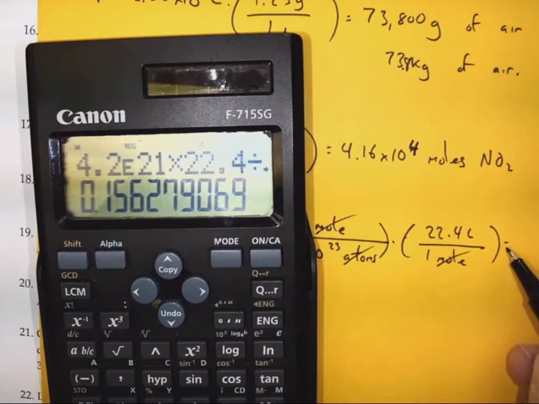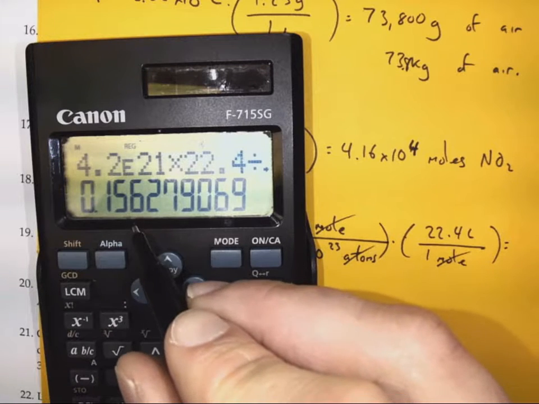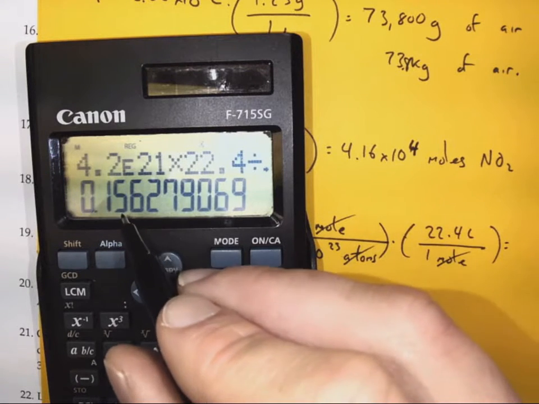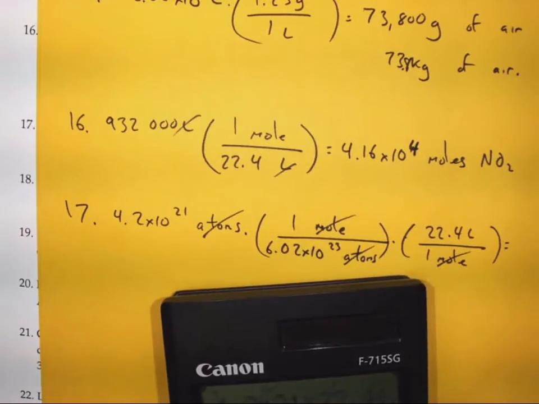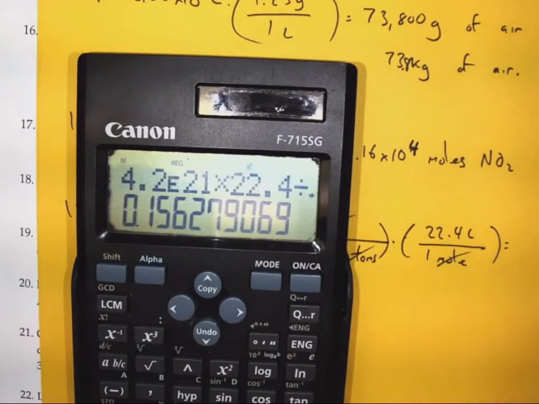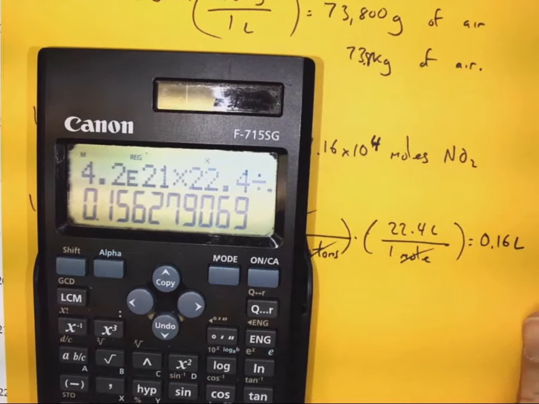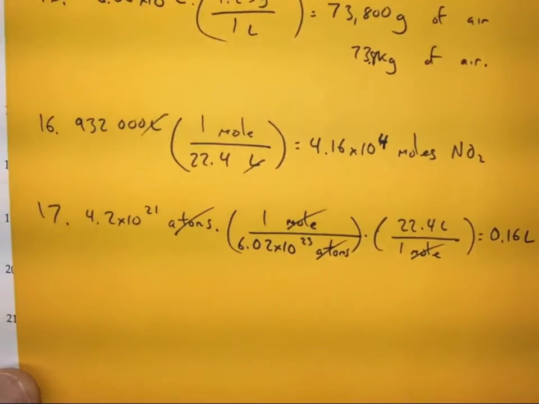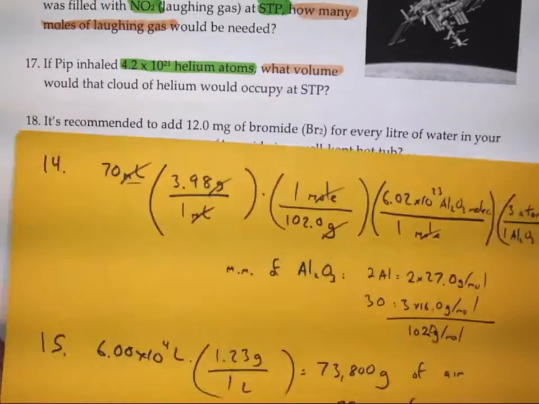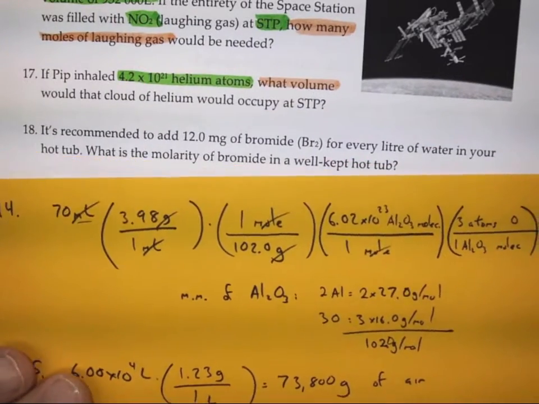And I get about 150, say, liters or milliliters. How many sig figs? 2 sig figs? So let's say 0.16 liters of helium. Okay. So moving on.